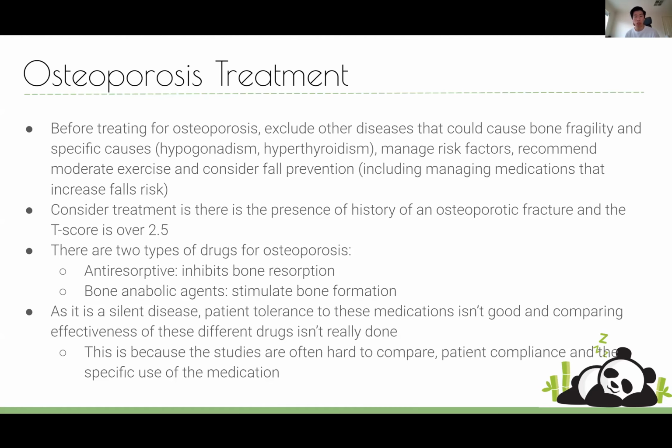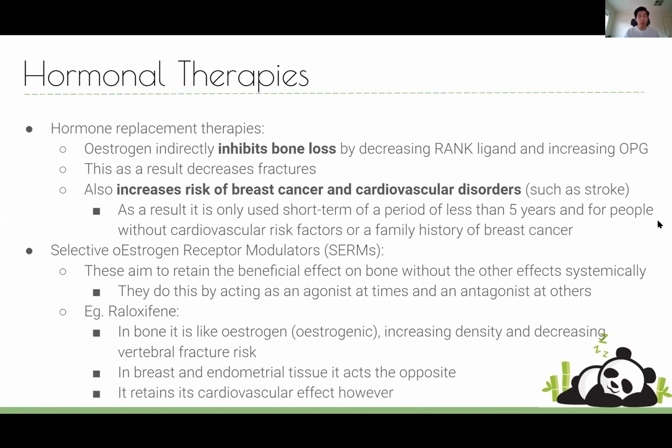You also consider treatment if there's an osteoporotic fracture, so your minimal trauma fractures, or if the T-score is over 2.5. And there are two classes of osteoporotic drugs: anti-resorptive, which inhibits bone resorption, and bone anabolic agents, which stimulate bone formation. As I said earlier, because it's a silent disease, people aren't very good at compliance with these drugs. That's bad because then these drugs don't really work, and so a lot of doctoring needs to take place to convince them to take it and make sure they do it. Let's get into the medications.